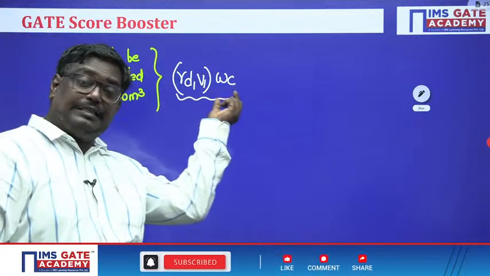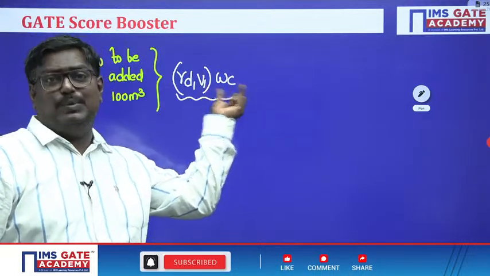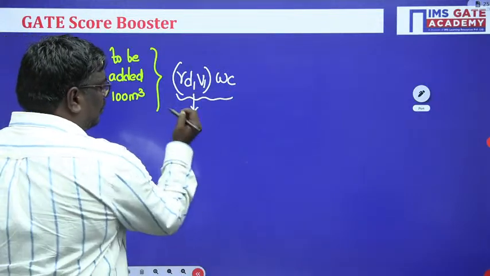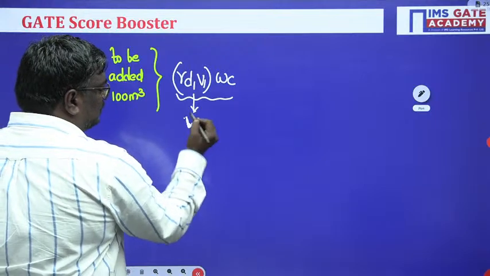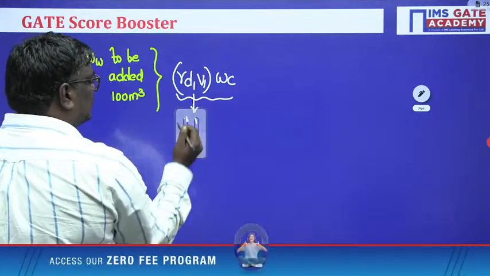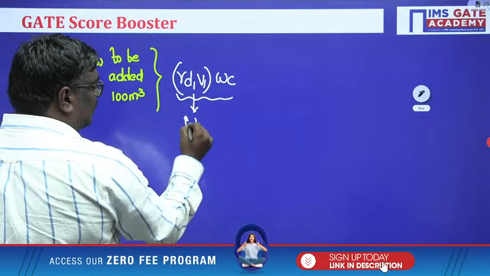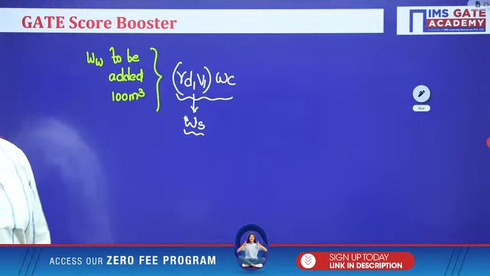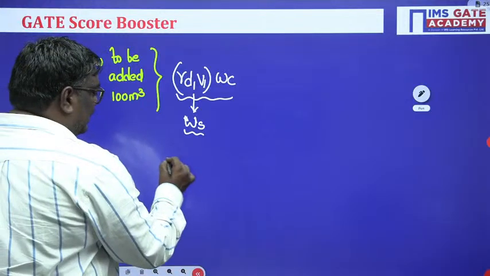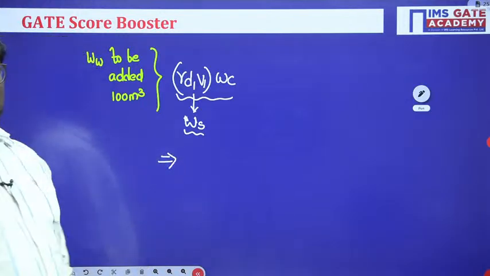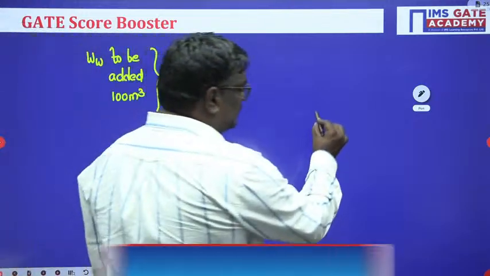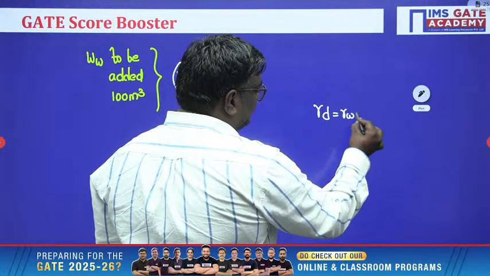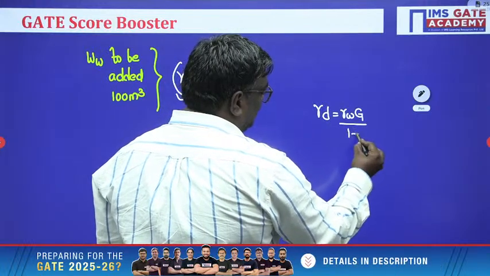If I use the extra amount of water, then I find the difference between them. Sir, gamma d V is nothing but the weight of solids. So weight of solids into water content is nothing but weight of water. So here, first of all, gamma d. How to find gamma d? Gamma d is equal to gamma w into G upon 1 plus e.